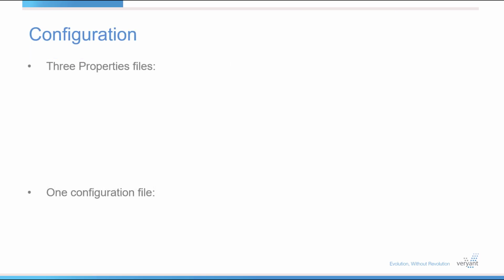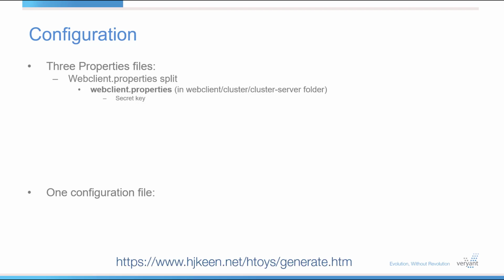There are three properties files, one for each of the three parts discussed earlier. WebClient.properties is used for the cluster server. It's usually just the secret key, a 128-character string that is common to all three of the properties files, and it connects them, while preventing other servers from accessing your web client network through the WebSockets. There are a lot of random generators available. I use the one from this website by Hal Keen.